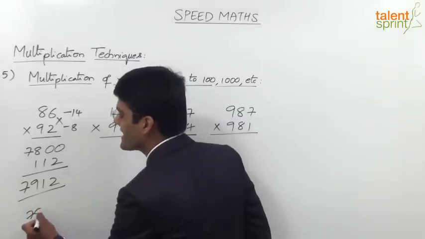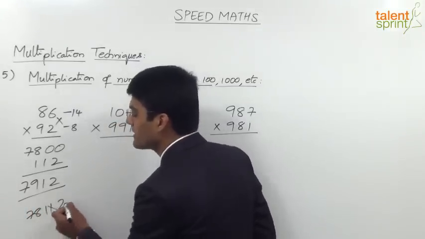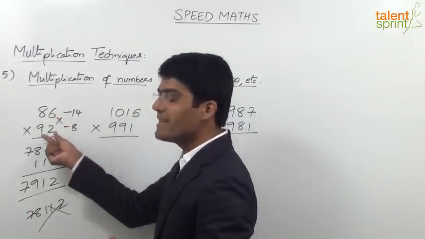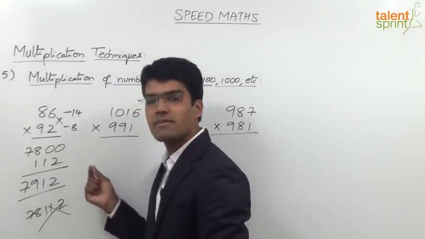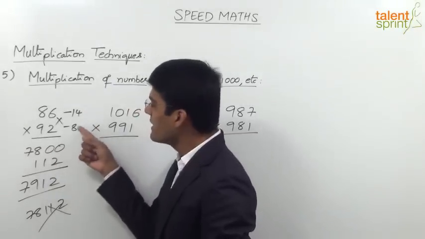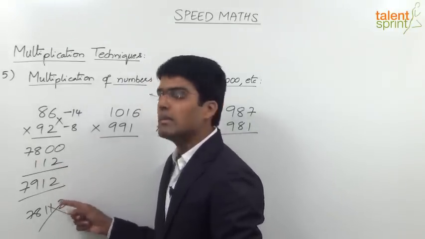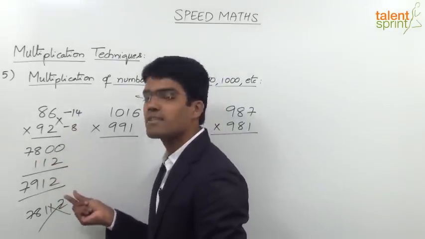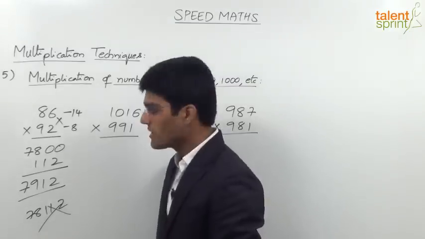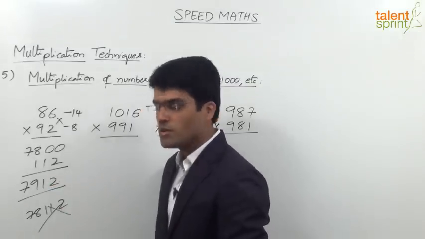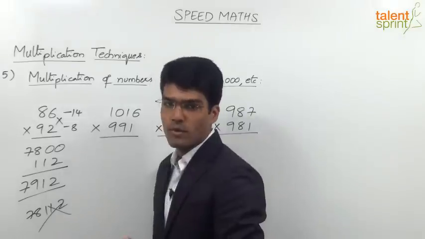Do not take the answer as 78112. This is wrong. Why? Because the base here is 100. We have only two zeros after 78. And as we have got a 3-digit result in the second case, we need to add it to 7800. If it is a 2-digit number, we can directly attach it to 78 and get the required answer. So the correct answer here is 7912, but not 78112.